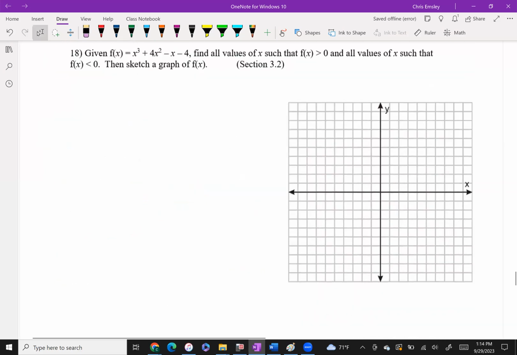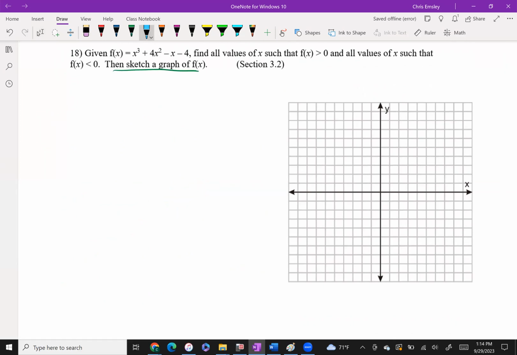Number 18, we are given a polynomial function and we have two things to do. We need to find x values where that function is positive and x values where that function is negative. And then we also need to sketch the graph of the polynomial. So I'm going to start with this part.